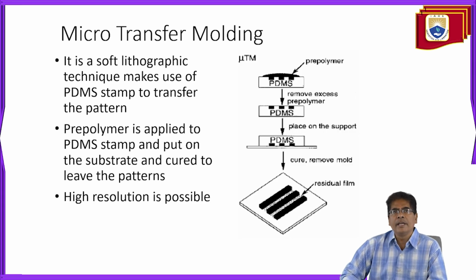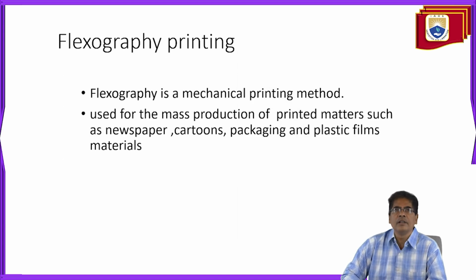Microtransfer molding is a soft lithography technique that makes use of a PDMS stamp to transfer the pattern. Pre-polymer is applied to the PDMS stamp, put on the substrate, and cured to leave the pattern. High resolution is possible. We have the pre-polymer, remove excess pre-polymer, PDMS placed on the support, cure, remove mold and residual film. This is what the residual film is.